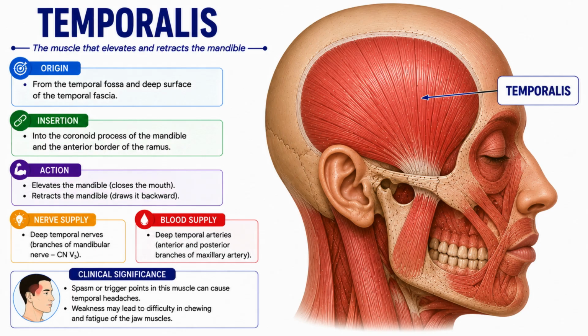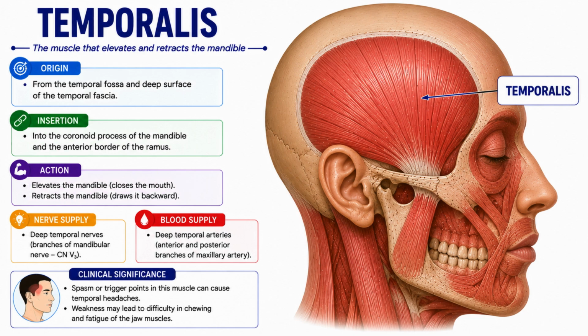Its origin is from the temporal fossa and deep surface of the temporal fascia, and its insertion is in the coronoid process of the mandible and in the anterior border of the ramus. See the diagram. We already saw it in the mandible class, right? Yes. Its main functions are that it elevates the mandible and it retracts the mandible.